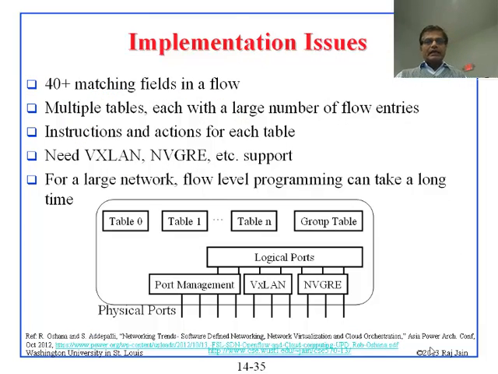All right. Now, implementation issues. When you want to implement OpenFlow, there are lots of fields that have to be matched, and then there are multiple tables with a lot of entries, and instructions for each table, and on top of that you need tunneling, which we have not touched. VXLAN, by the way, is supreme. Basically, everybody has to implement VXLAN, and all of this can take quite a bit of time unless it is automated, and that's the key advantage.